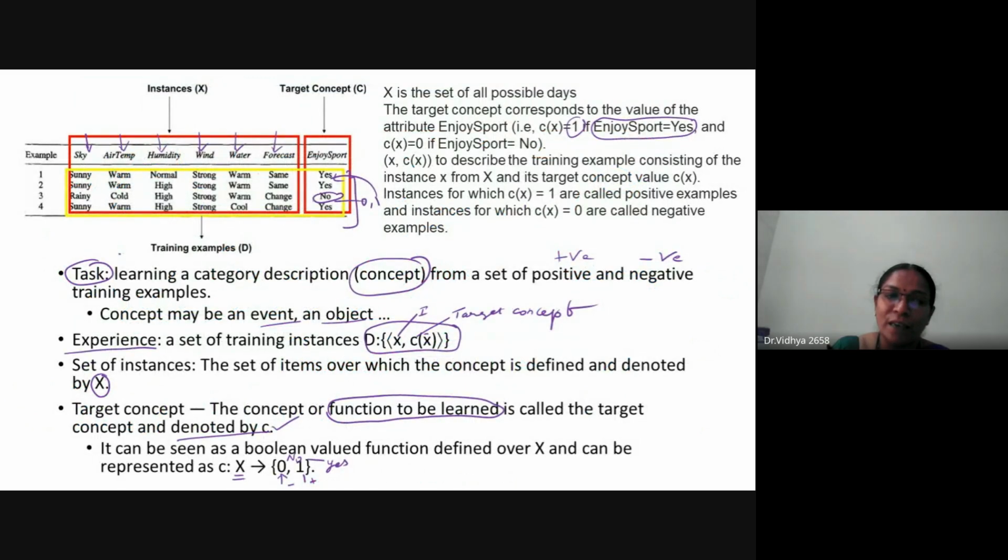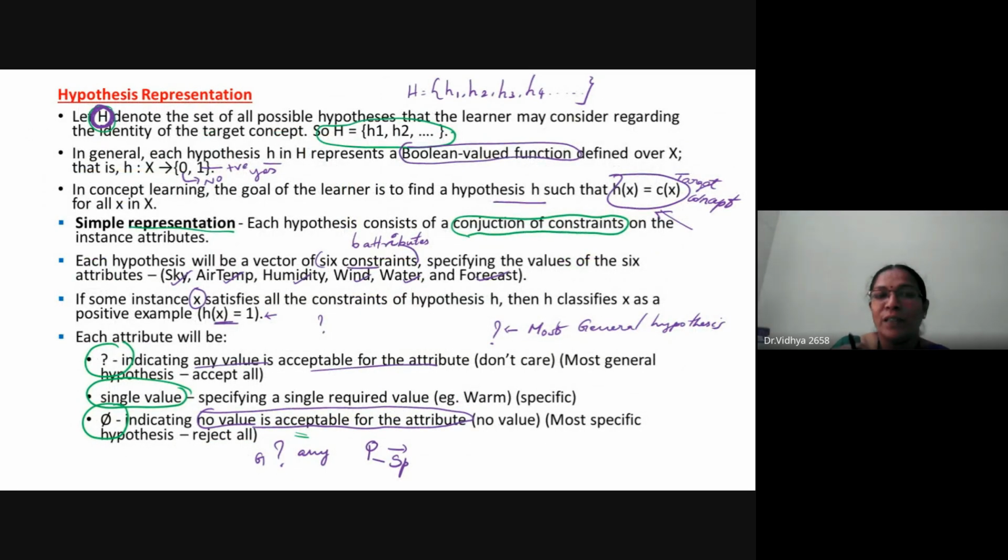Then we saw the task here and how it is represented, how the set of instances can be represented, and how experience is gained from the set of instances. All these things we have discussed. Apart from that, the hypothesis representation also we have discussed clearly.